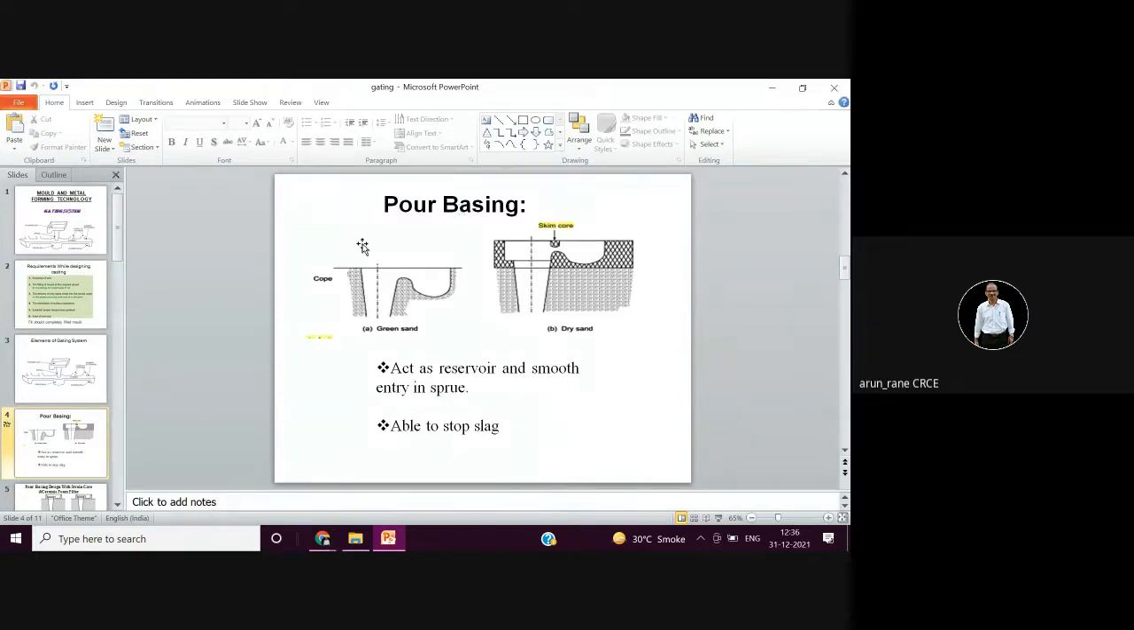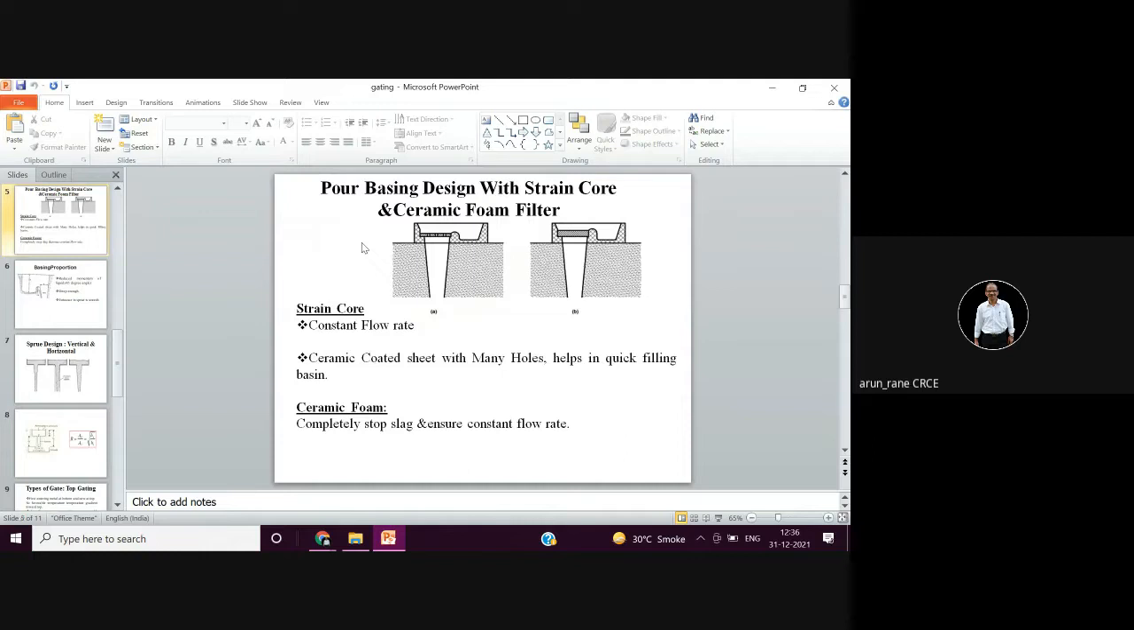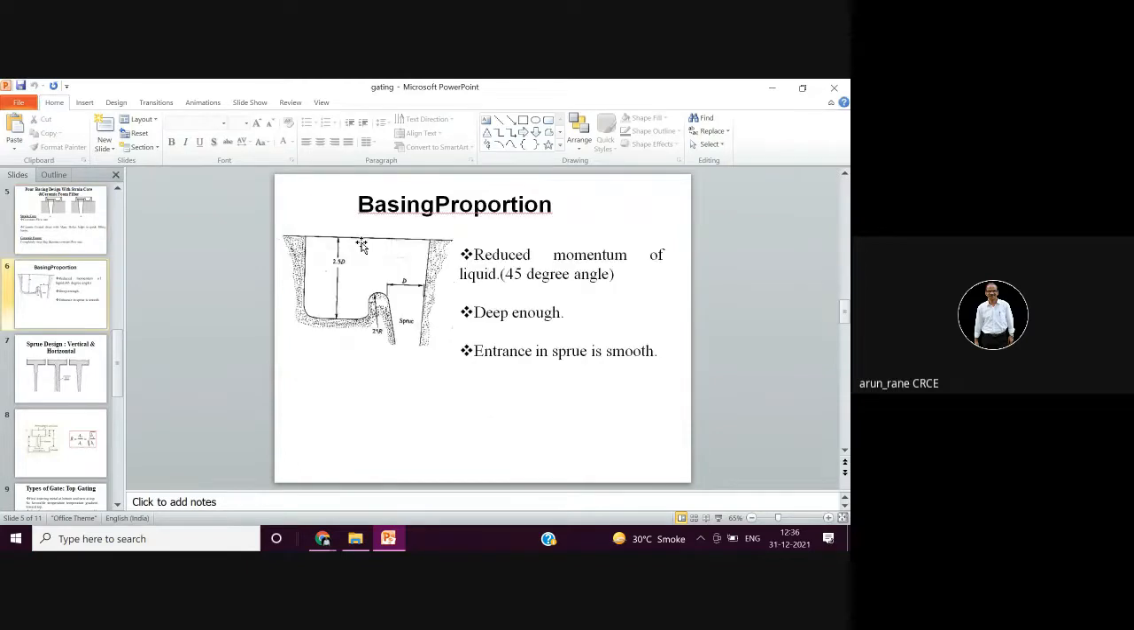This is a pouring basin, like a funnel, kind of a reservoir. There are different types of pouring basins.